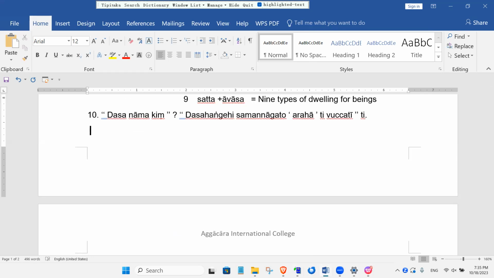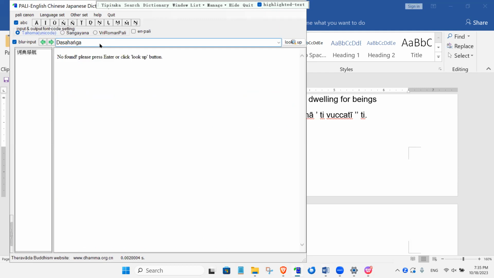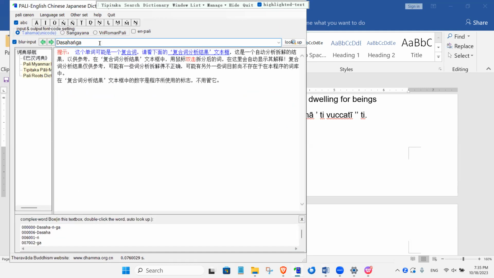Now next one. What is 10? Okay. Dasa, 10. Dasahi angehi samannagato arahati uccati. So this is dasa anga, 10 attributes. How are you going to break this? Dasa, anga.